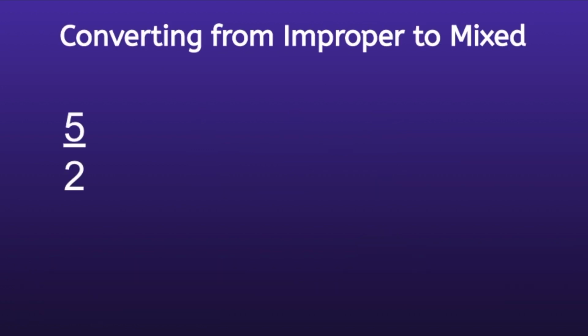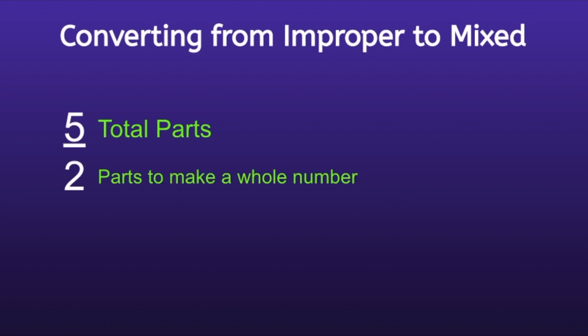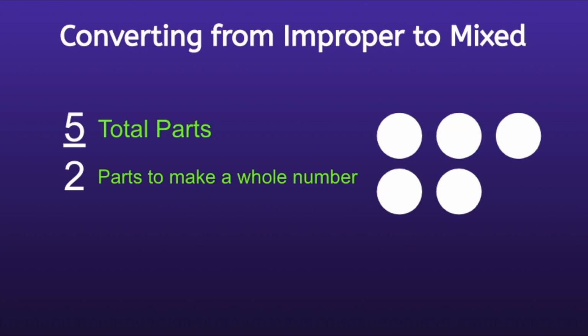It's important for us to know that the numerator, or the 5, is the total parts that we have. So we have 5 total parts. And the denominator, which is 2, is going to be the number of parts to make a whole number. So I'm going to show you how to convert this in a visual way. We're going to start by drawing 5 circles. These 5 circles represent the 5 total parts that we have.